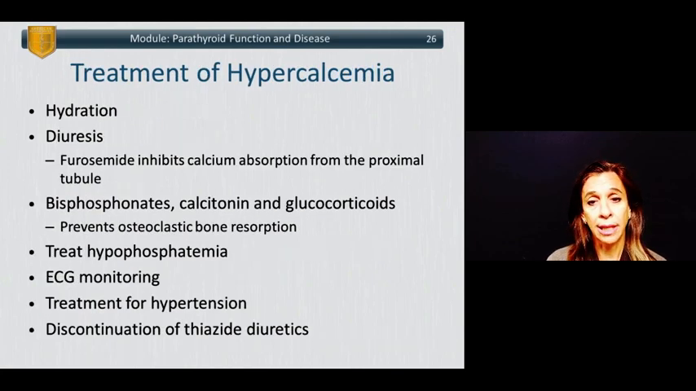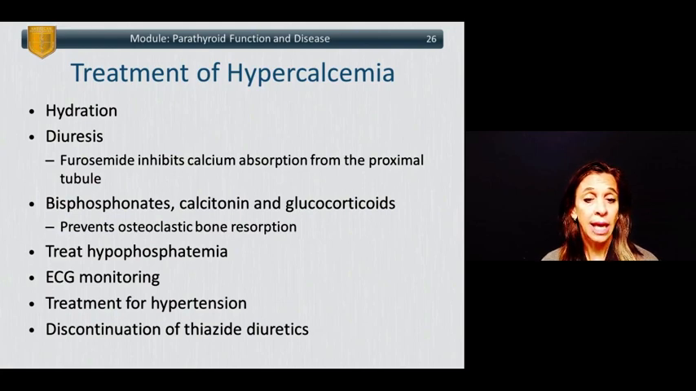So what is the treatment of hypercalcemia? Well, initially it's just hydration, unless the patient has kidney failure. So diuresis can flush out calcium. If the patient doesn't diurese with just IV hydration, then one can use loop diuretics such as furosemide. Furosemide not only causes a diuresis, but it also inhibits calcium absorption from the proximal tubule. One can treat chronic hypercalcemia with bisphosphonates, calcitonin, and glucocorticoids. This prevents osteoclastic bone resorption. It is not an instantaneous treatment.